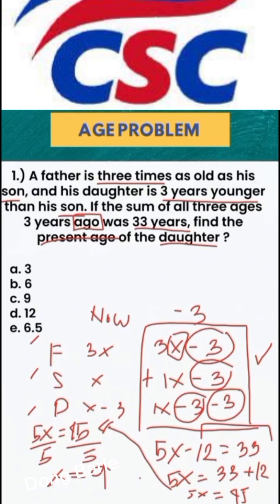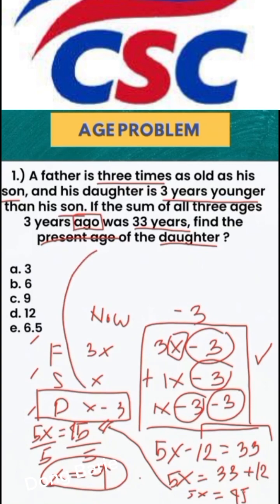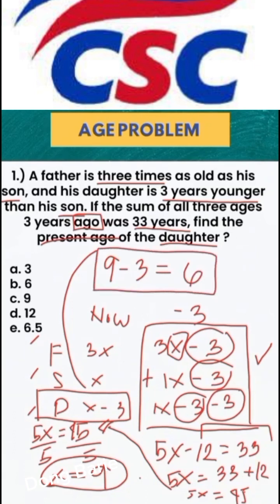Sabi niya, find the present age of the daughter. Since ito yung kukunin natin, itong daughter, isubstitute lang natin yung age nung son na 9 para makuha natin yung present age nung daughter. So, dito, substitute lang natin yung x, 9 minus 3 is equal to 6. Ito yung present age nung daughter. Therefore, the answer here is letter B.